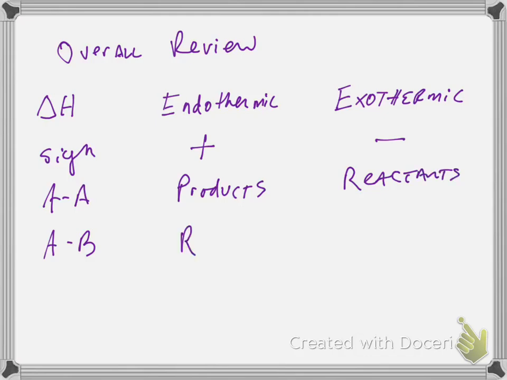For an endothermic reaction, AB bonds, if they're the dominant trend, will be reactants. And for an exothermic reaction, AB bonds will be products.